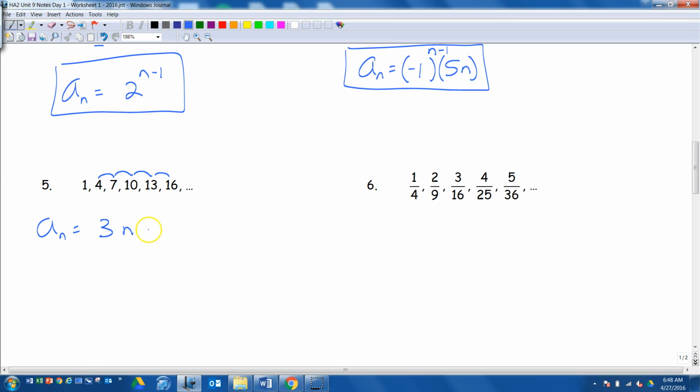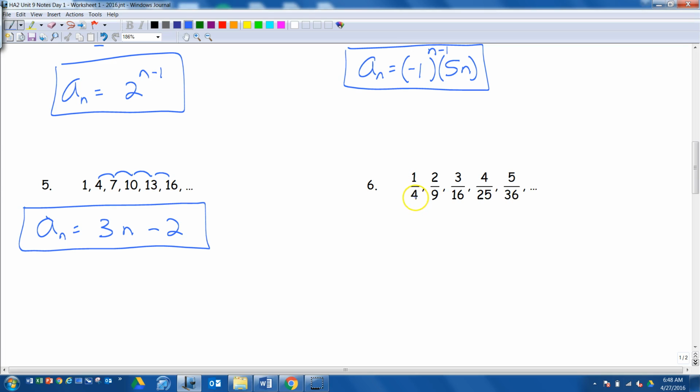What do I need to subtract off that? I need a minus 2. And then it should work. So when n is 1, you get 3 minus 2 is 1. When n is 2, you get 6 minus 2 is 4. And so on and so forth. With fractions, look at the top and bottom independently.